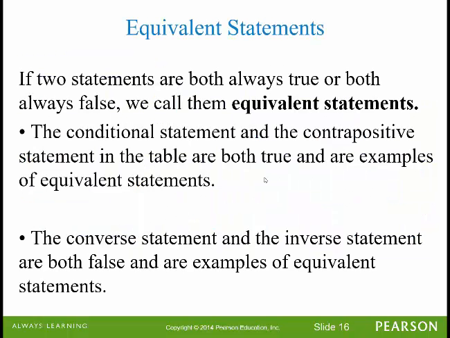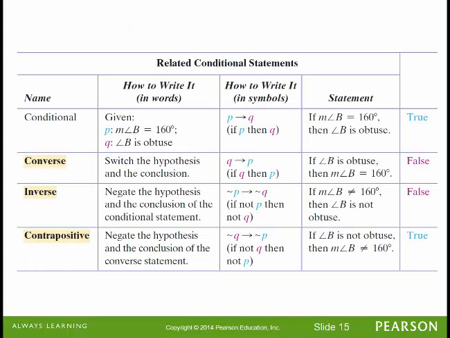All right. Let's do some examples. If two statements are both always true or both always false, we call them equivalent statements. So the conditional statement and the contrapositive statement in the table are both true and are examples of equivalent statements. The converse statement and the inverse statement are both false and are examples of equivalent statements. So as long as they're both false together or true together, you're good. And you can read through these statements to see what I mean by true and false here.